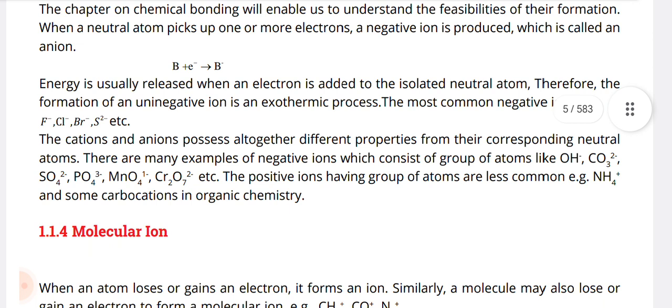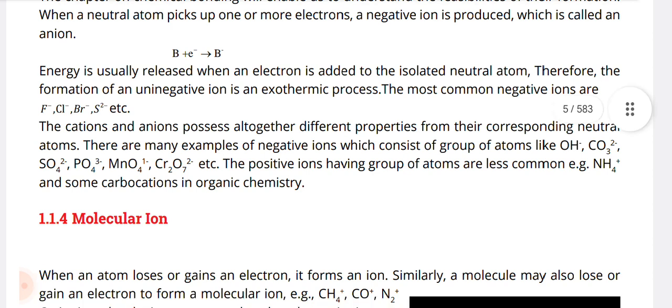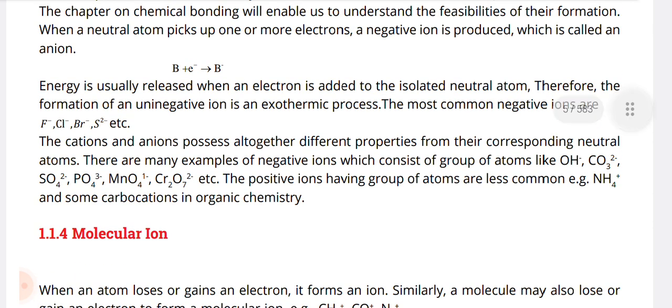The cations and anions possess different properties from their corresponding neutral atoms. There are many examples of negative ions which consist of a group of atoms like OH-, CO3 2-, SO4 2-, PO4 3-, MnO4 -, Cr2O7 2-, etc. The positive ions having a group of atoms are less common. For example, NH4+ and some carbocations in organic chemistry.